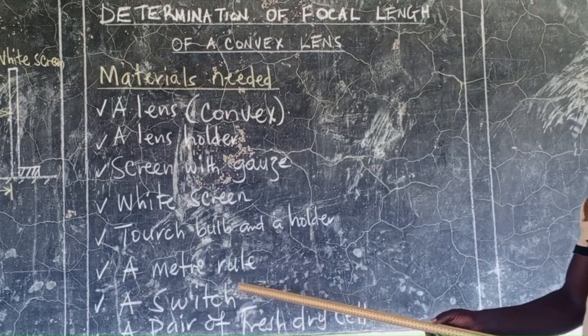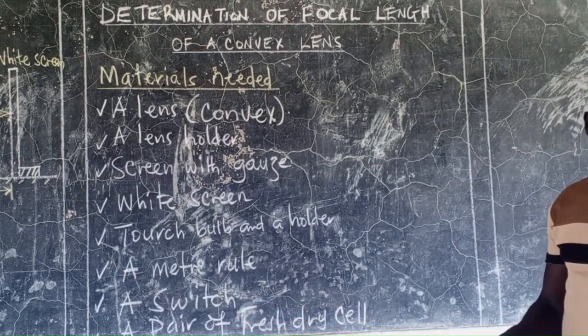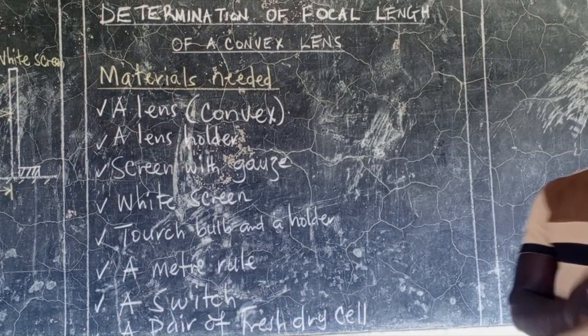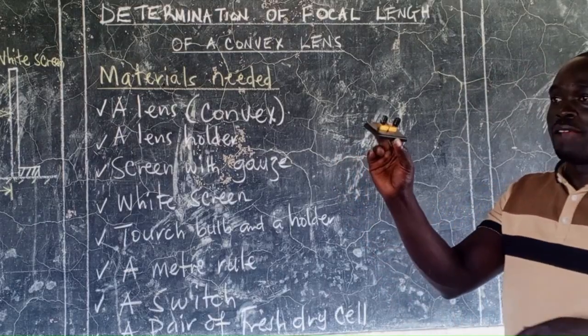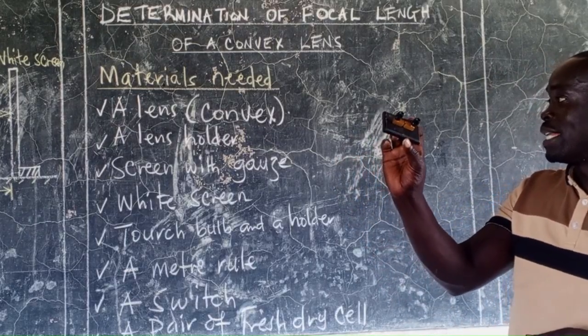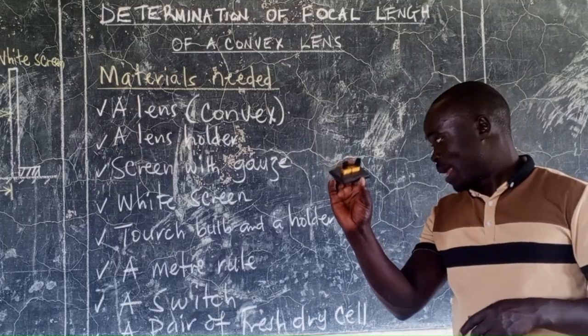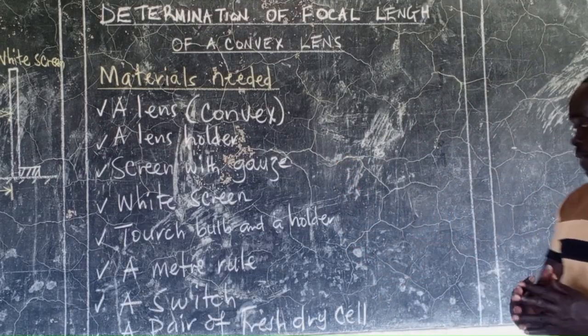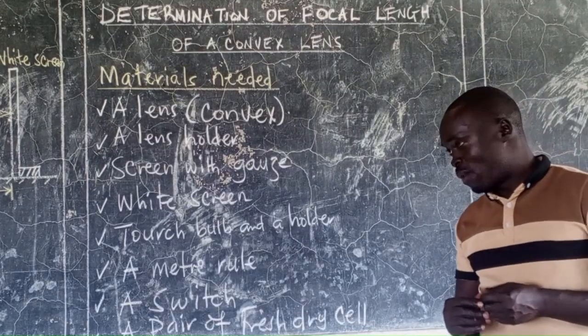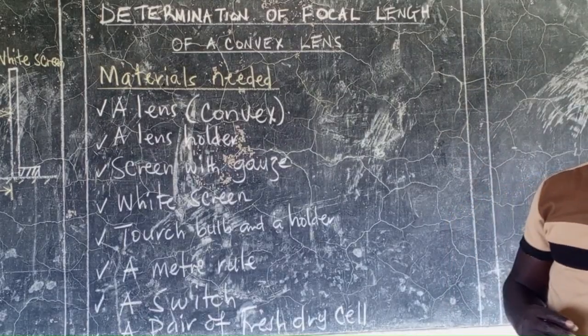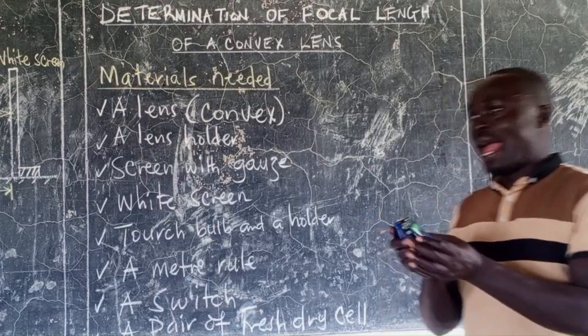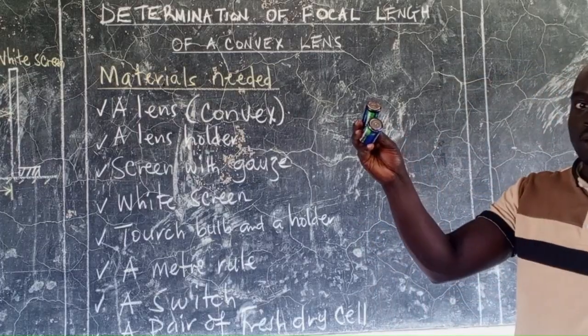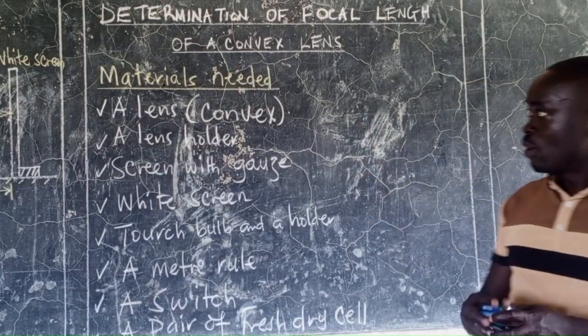Then also we need to have a switch, and this is the switch that we shall be able to use in this particular experiment. Then lastly, we are supposed to have fresh dry cells, and it should be a pair, and this is our fresh dry cells.